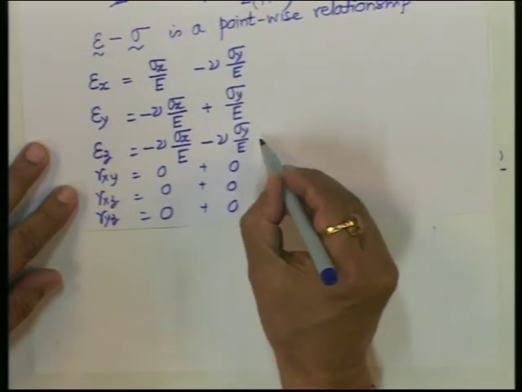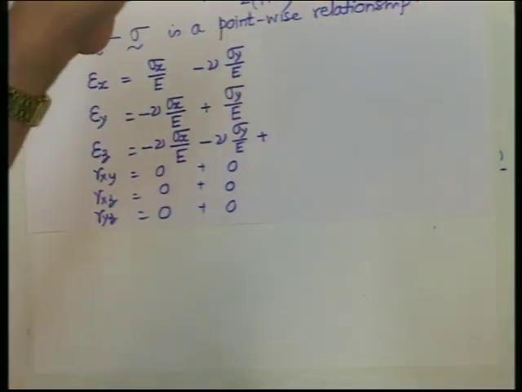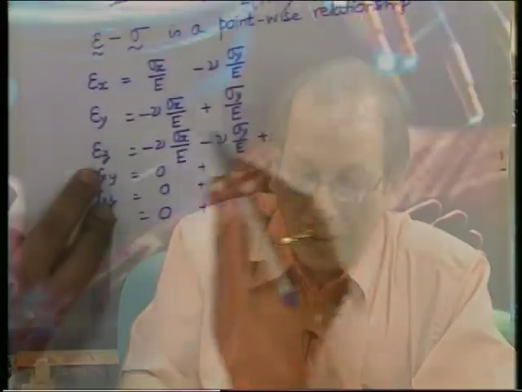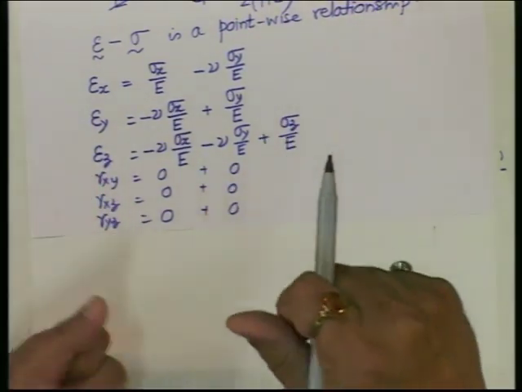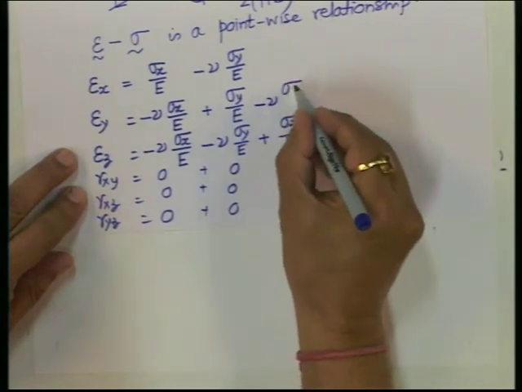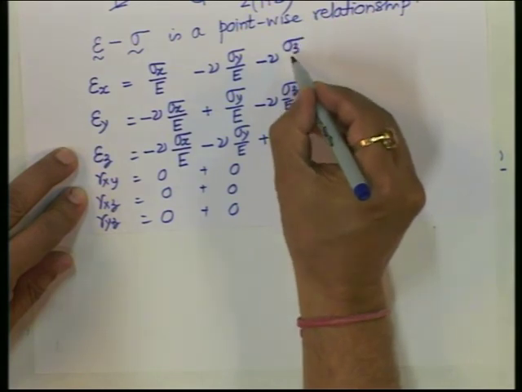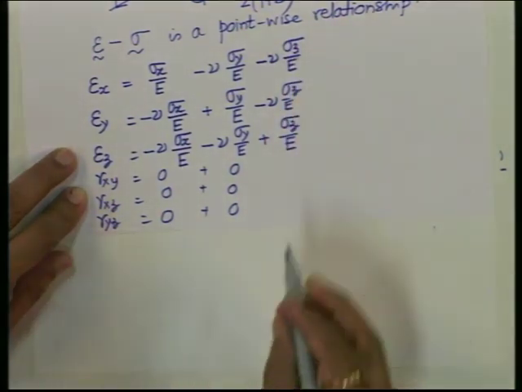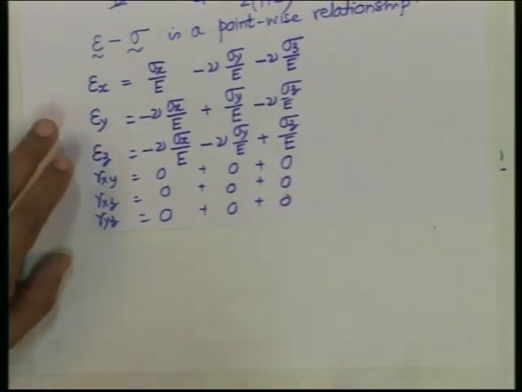Similarly, third one, if I now superimpose sigma z, that means apply a tensile stress sigma z, that obviously will produce a tensile strain epsilon z. So, it will be sigma z by E, but that also is accompanied by a negative strain in y and x direction. So, negative strains will be minus nu times sigma z by E and minus nu times sigma z by E. Again this will not produce any shear strain. So, we are doing only for a very simple material.